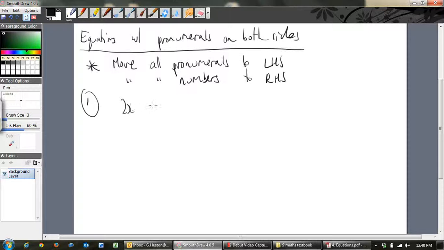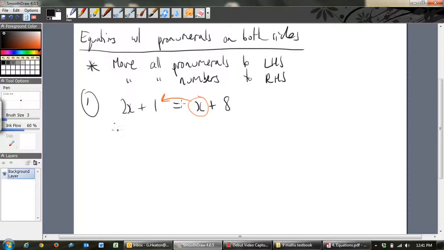Okay, so that's my little tip, and I'll show you exactly what I mean. Okay, so let's do this. 2x plus 1 equals x. Okay, let's solve this equation. Now what we need to do is, firstly, move all the letters over to the left hand side. Okay, so that's what we'll do first. Move all pronumerals to left hand side. So this 2x is already on the left hand side, but this x is not. Let's move it to this side. Our second step will be to move that plus 1 to the right hand side. Let's just do this one first.